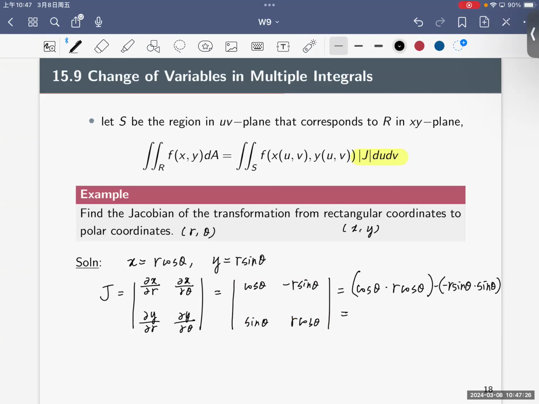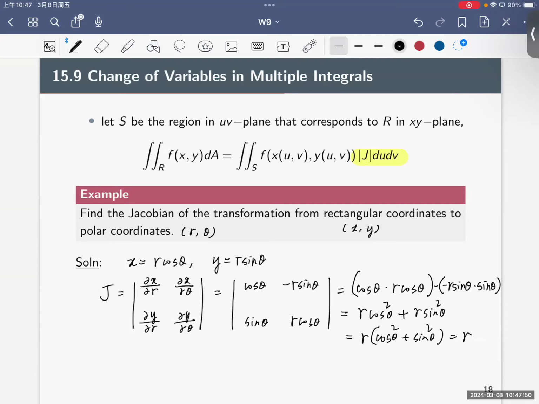So let's simplify this expression. I have r cosine theta squared, plus, because minus a minus makes a plus, r sine theta squared. If I factor this r out, I have just cosine squared plus sine squared, and cosine squared plus sine squared is equal to 1. So it is equal to r.